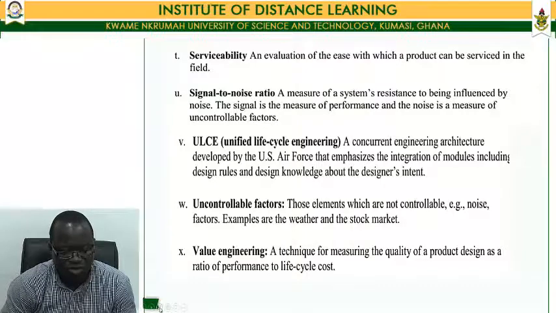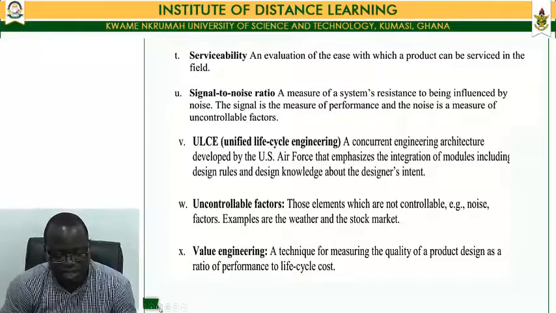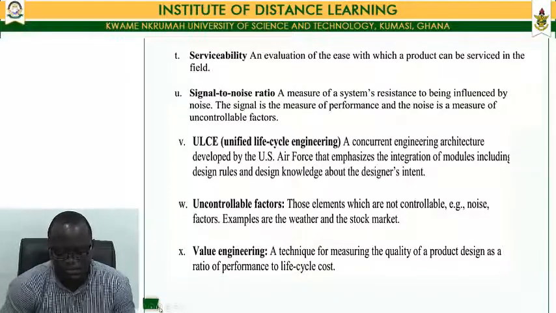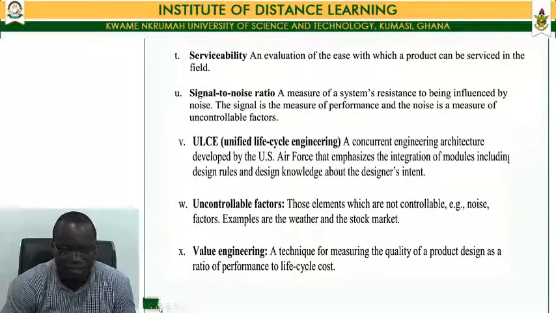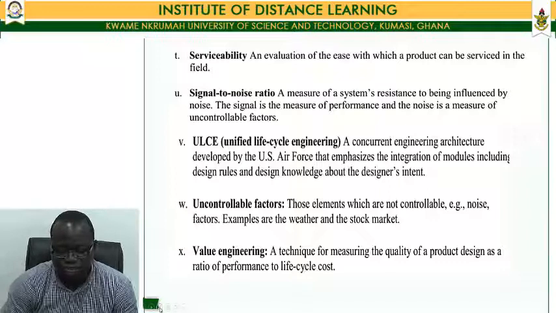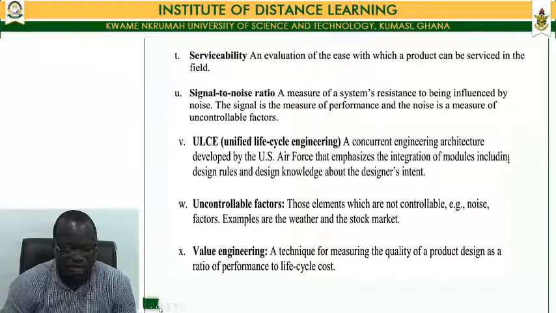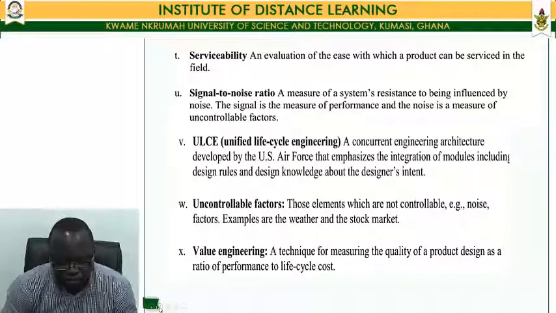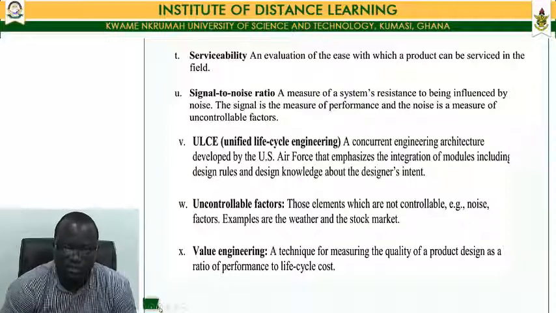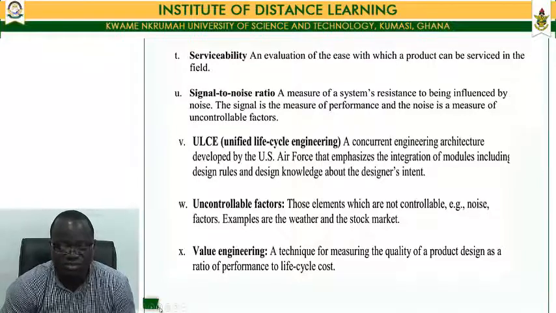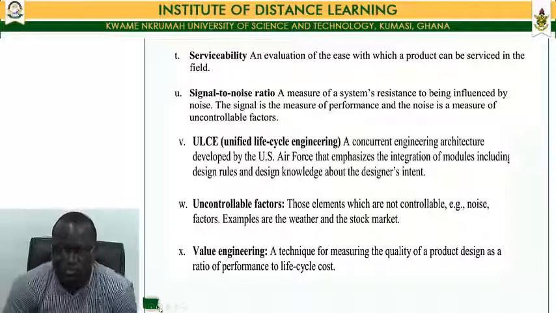Now, uncontrollable factors are elements which are not controllable, like noise factors. For instance, weather, and maybe the stock market performance of the whole company in a broader picture. Then we have value engineering, also a technique for measuring the quality of the design as a ratio of the performance to the life cycle cost. Value engineering is a new area of engineering which is being practiced. So basically it looks at the quality of a product design as performance relative to the total life cycle cost.